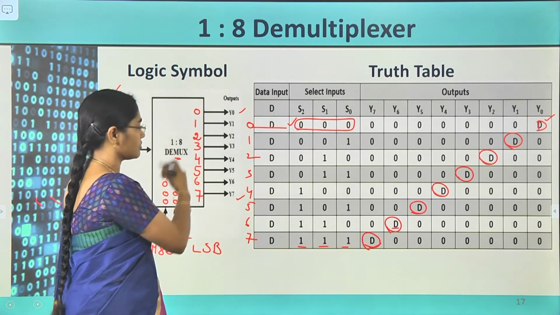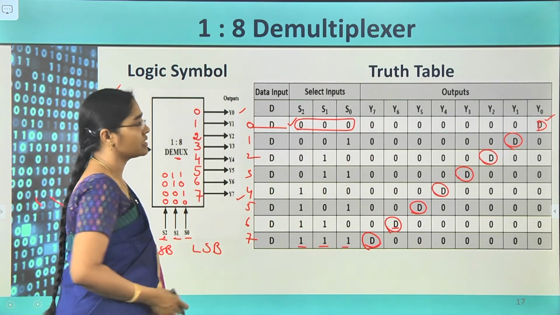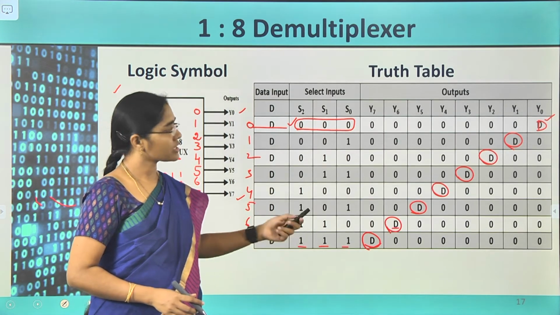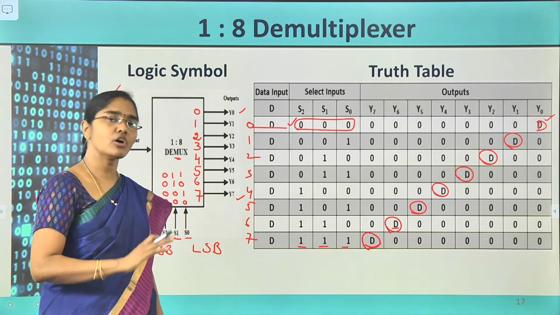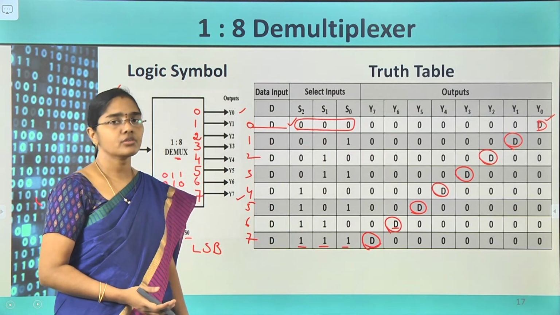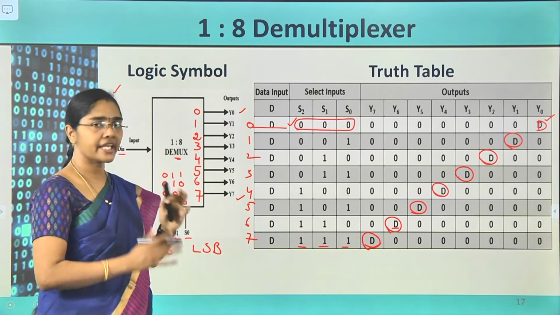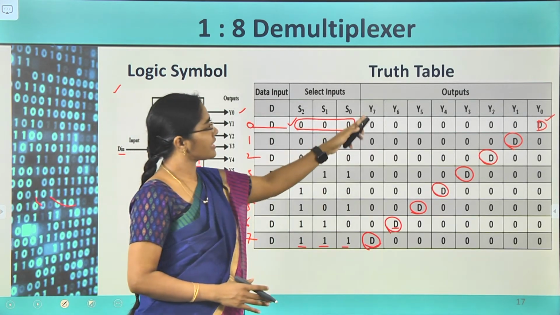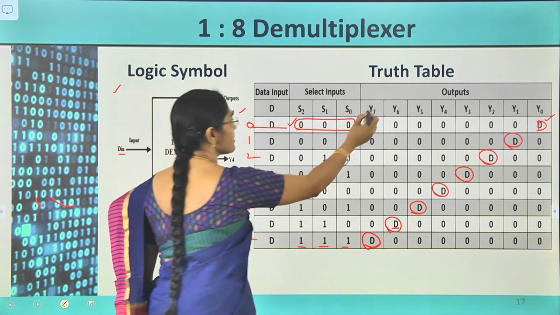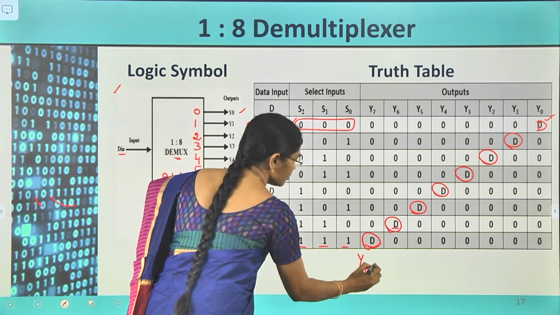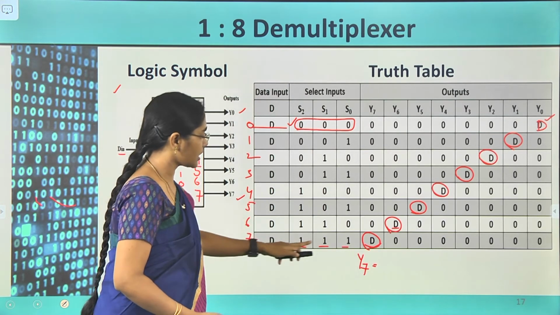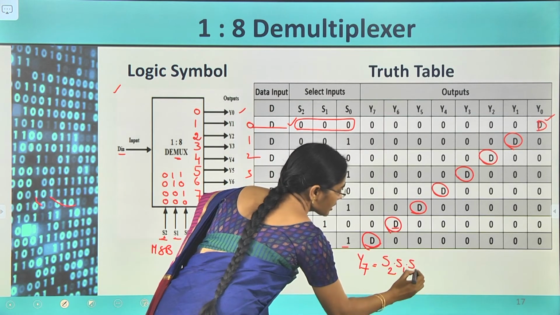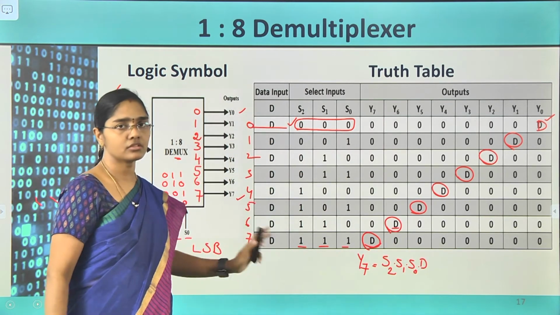The relation between the data inputs, select inputs and outputs is represented as a truth table. Now from this truth table, what are the logic expressions? We have a total of 8 outputs, so 8 logic expressions. First, for Y7: Y7 is equal to D when S2, S1, S0 are all 1s. So Y7 is equal to S2 into S1 into S0 into D. That is the logic expression for Y7.